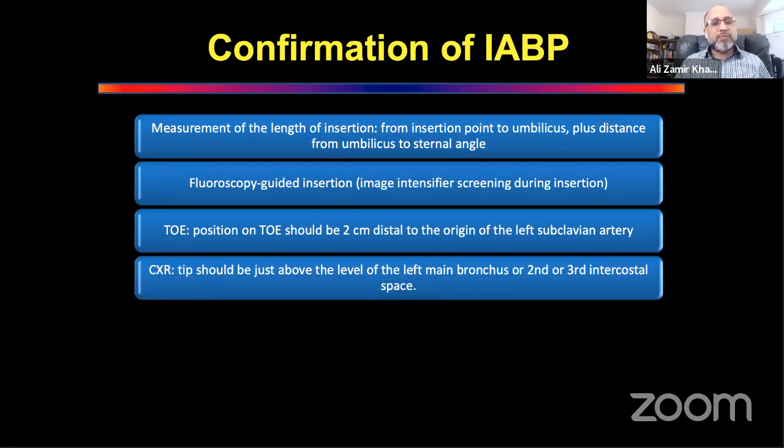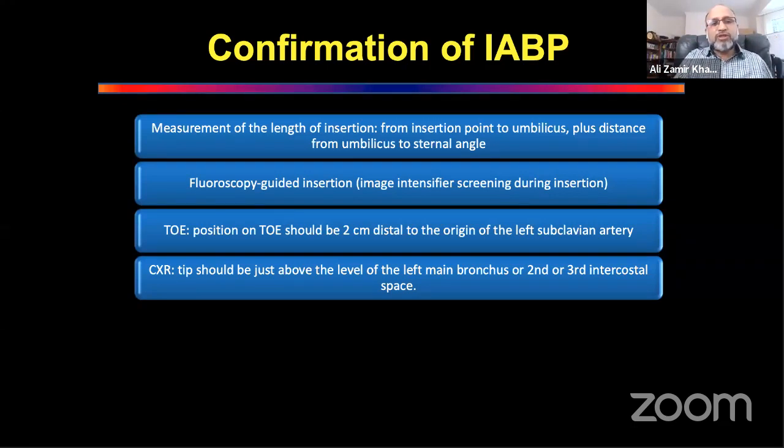The chest X-ray is also a good thing, and on a chest X-ray, you look at the level of the left main bronchus. Okay, so the tip, you try to place it such that it is at the level of the left main bronchus, or it should be somewhere around the second or the third intercostal space. Sometimes they give you a chest X-ray and they ask you to identify the tip of the IABP, and they will ask you the question, is it well placed or not well placed? Now on a chest X-ray, you don't know.